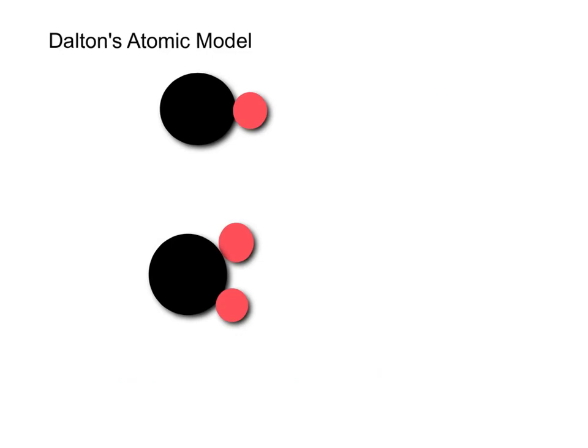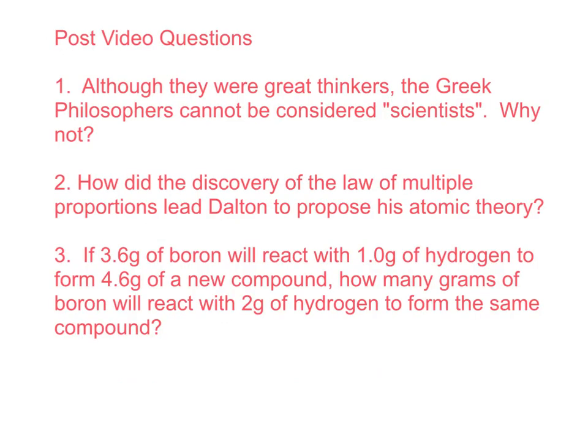Alrighty. So for your post-video questions, we have 3, and the first one, see if you can spot this one. The Greek philosophers were no doubt great thinkers, contributed a lot to world literature, humanity, our understanding of ourselves, but they really can't be considered scientists. Yep, tell us why. And then how did the discovery of the law of multiple proportions lead Dalton to propose his atomic theory? And then we give you a nice one that gets you to try the law of multiple proportions out for yourself. So good luck, and we will go over these tomorrow.